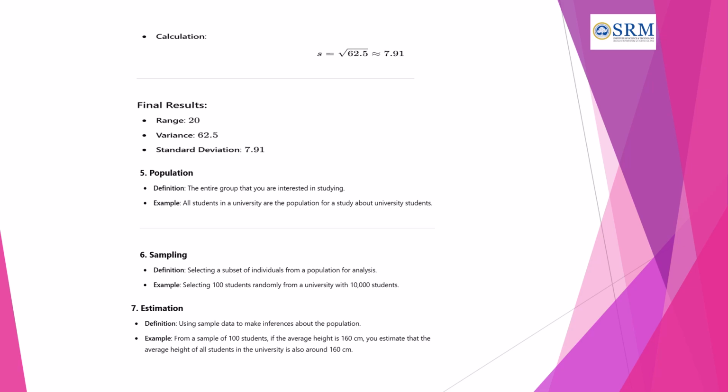Then, with this sample data, you use estimation to make guesses or conclusions about the whole population. So, if the average height of your sample of 100 students is 160 cm, you estimate that the average height of all the students at the university is probably close to 160 cm too.